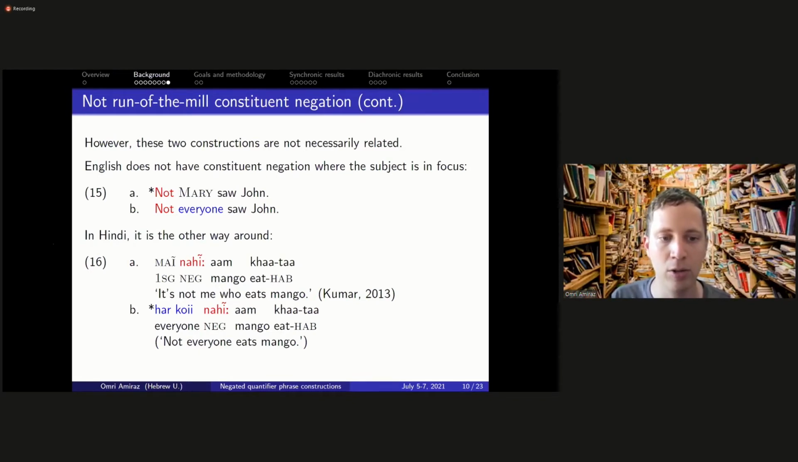And in Hindi, it's the other way around. You can use constituent negation in a sense like "it's not me who eats mango" by putting the negative particle after the focus constituent. But you cannot say "not everyone eats mango." You cannot put negation in this position. You have to use standard negation and say something equivalent to "everyone doesn't eat mango." So we see that these two constructions are not necessarily related. So negated quantifier phrase constructions can be considered constructions in their own right and not just regular constituent negation.